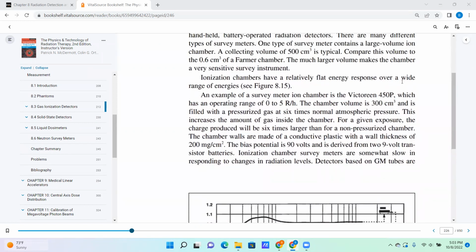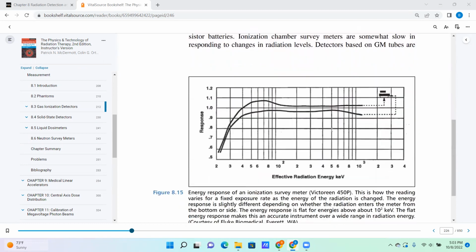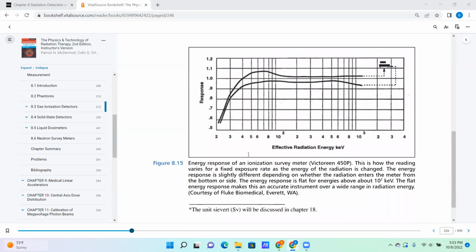Ionization chambers have a relatively flat energy response over a wide range of energies, which is what this is trying to describe: the energy response of an ionization survey meter. This is how the reading varies for a fixed exposure rate as the energy is changed. The energy response is slightly different depending on whether the radiation enters the meter from the bottom or the side. The energy response is flat for energies above 100 keV. The flat energy response makes this an accurate instrument over a wide range in radiation energy.